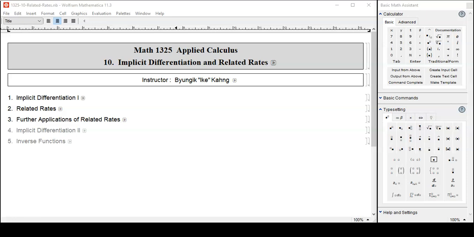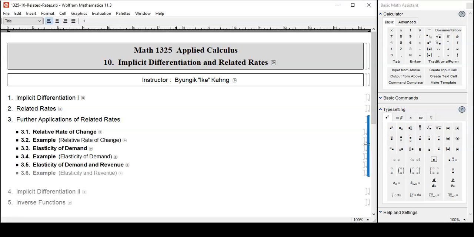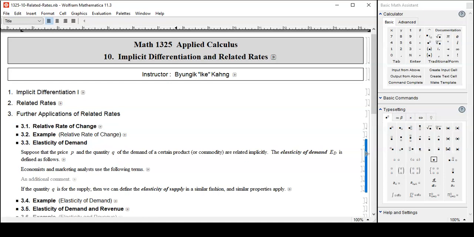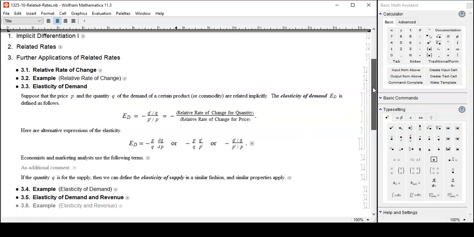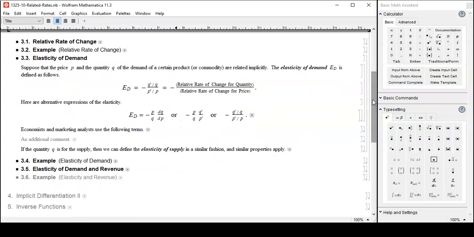Hello students, welcome back. Previously, we went through the theory of the elasticity of demand. Here's a definition. The negative of the relative rate of change for quantity of demand over the relative rate of change for price. But of course, this is a bit too complicated, as you can see, too many fractions. So we typically use the simplified form.